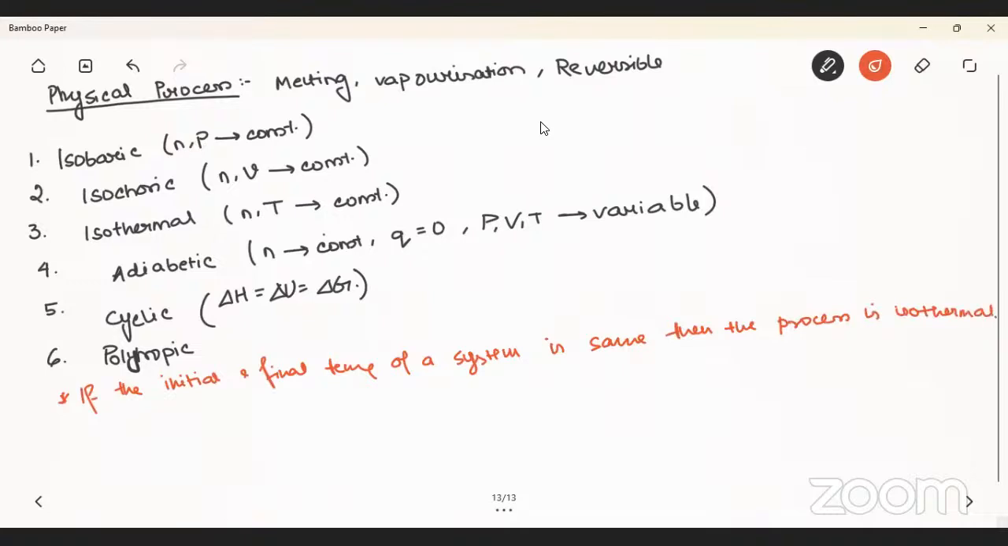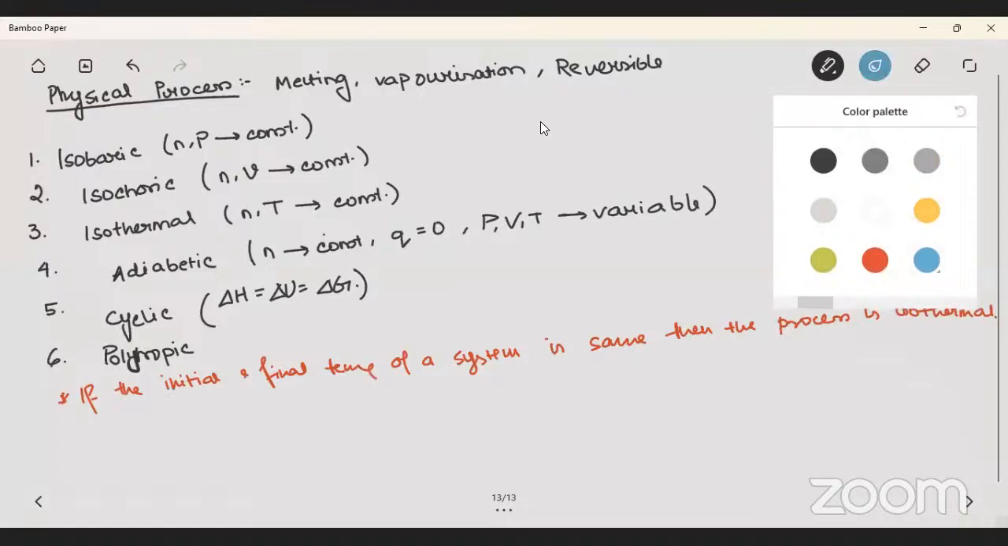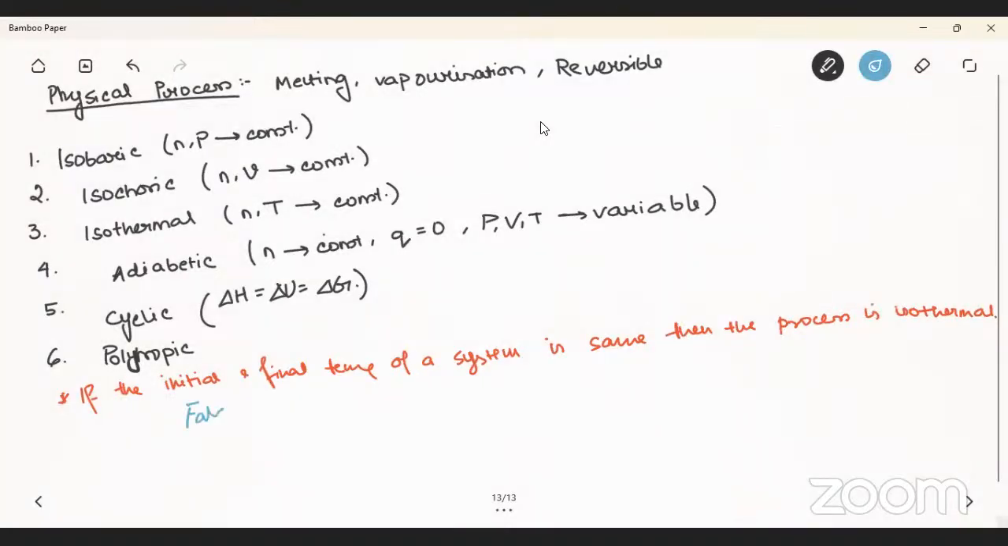True. No, it is not true. It is false. But can you explain to me why I have said it is false? Ma'am, it will be constant. No. So what is the difference between constant and same?